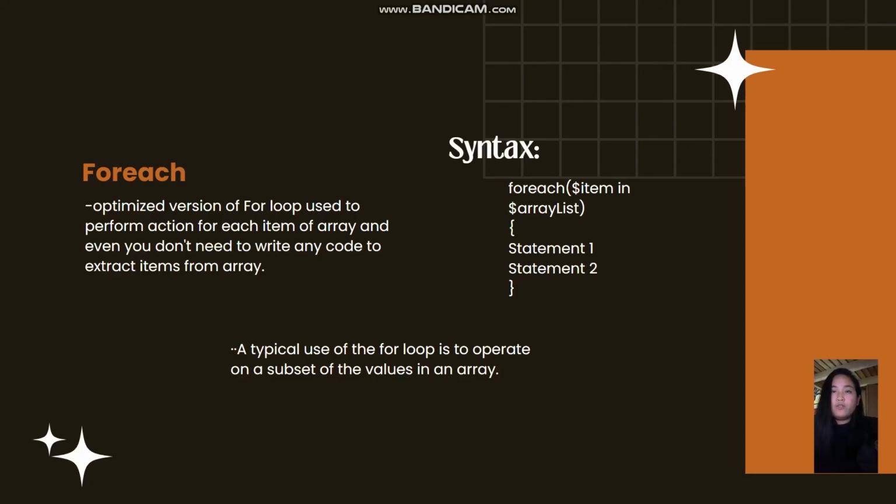We also have foreach, optimized version of for loop used to perform action for each item of array, and you don't need to write any code to extract item from array. A typical use of the for loop is to operate on a subset of the values in an array. So if you want to iterate all values in an array, consider using a foreach statement. Many times one for loop is not enough to meet our complex requirements. We should try to avoid nesting loops as their time complexity may go very high if not handled properly.